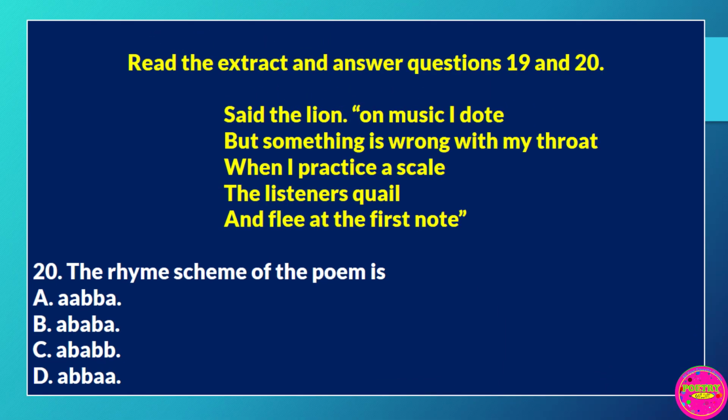Question 20. The rhyme scheme of the poem is A. AABBA. B. ABABA. C. ABABB. D. ABBAA. Dote, A. Throat, A. Scale, B. Quail, B. Note, A. Dote, throat, note.